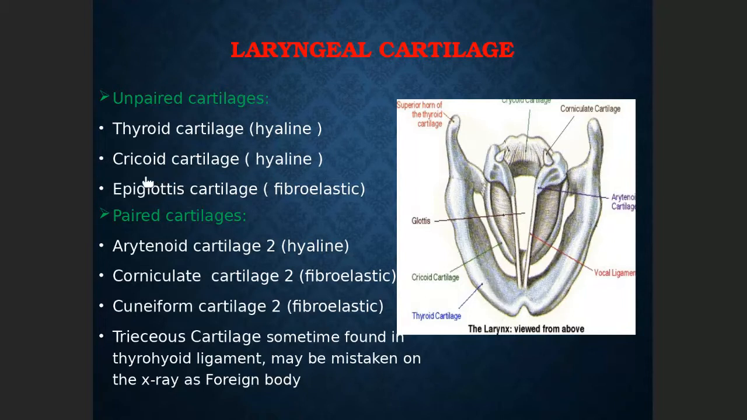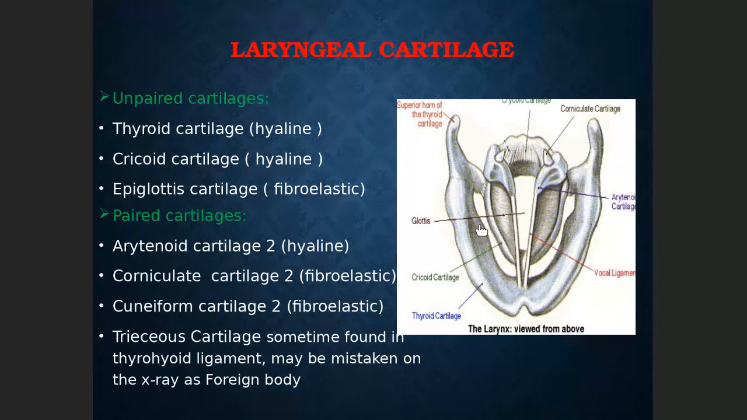While the cricoid cartilage is the only complete cartilage of the larynx, and the thicker and stronger one. Its anterior part is narrow, while the posterior part of the cricoid cartilage is broad. Here you have the cricoid cartilage. This is the thyroid, and here the cricoid cartilage.